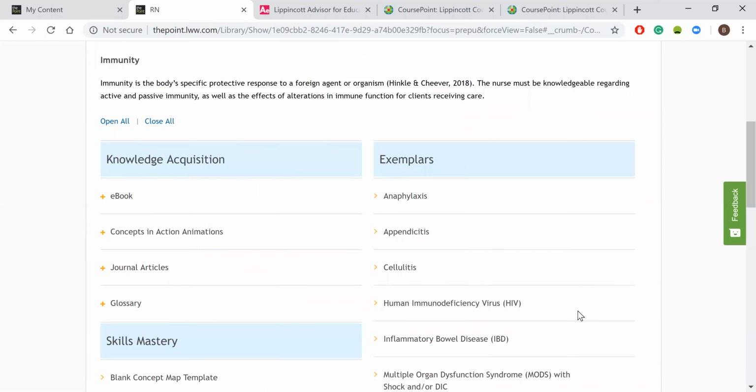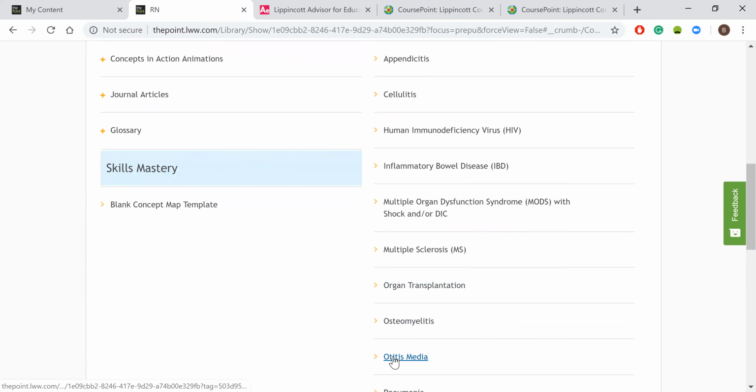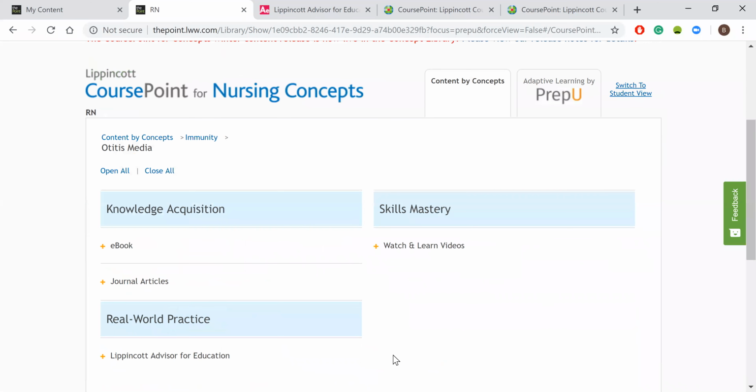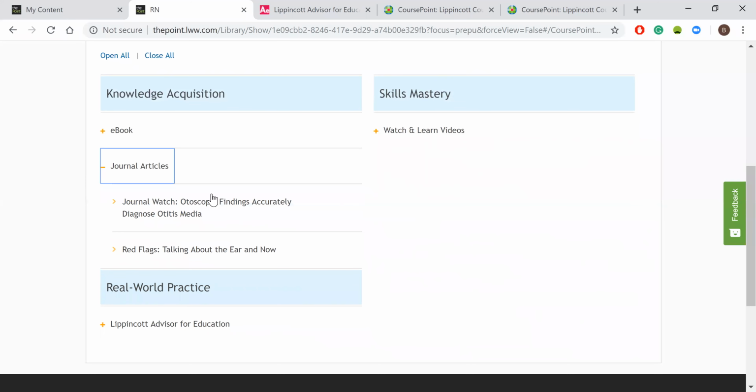So when I go back to immunity, the next one would be osteomyelitis, otitis media. And what I'm actually looking for, I was hoping they had a little something that said interactive case study so you could see it. But here you can look at red flags about the ear. Those are articles. Don't get down into the minutia.